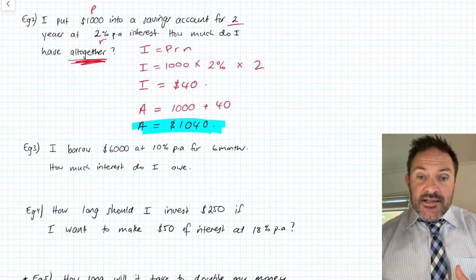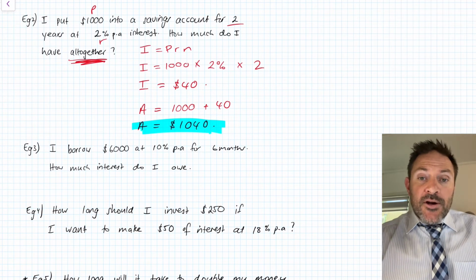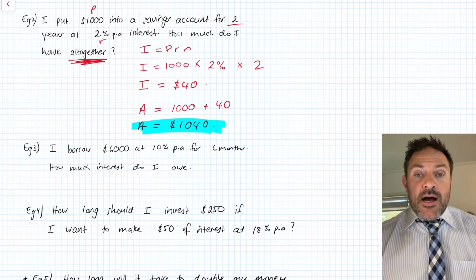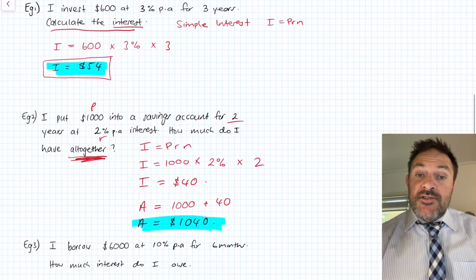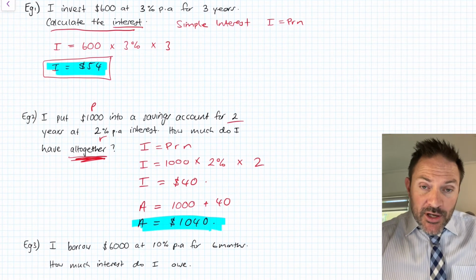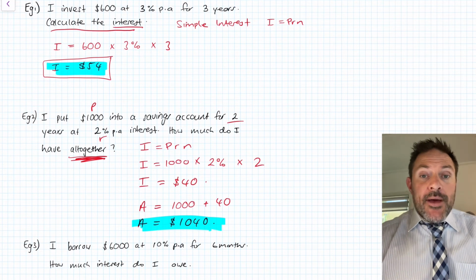See how if you rush things and you just gave I equals $40, you're not going to get the total marks and you've wasted possible marks you could get. So look at those 2 questions. Always be careful. Am I looking for I or am I looking for the total amount A?